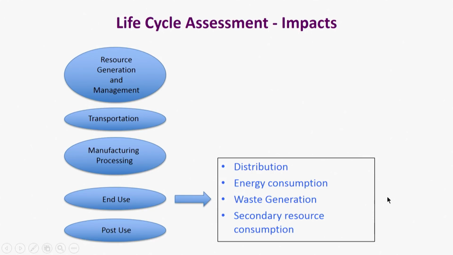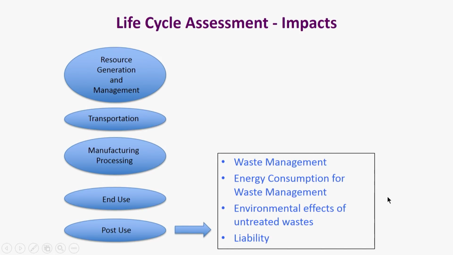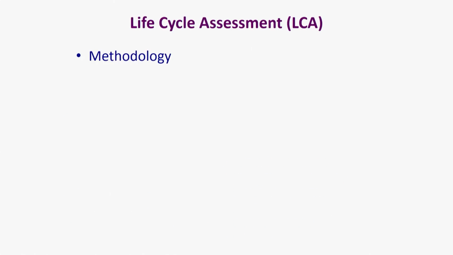For end use, we again have distribution, energy consumption, waste generation and secondary resource consumption. Post use is the disposal: once the paper has been used, what do you do with it? Paper is a soft example of various things, and we saw this in the previous lecture, in the case of contaminated sediments. There is waste management, there is the environmental effect of untreated waste, and there is the issue of liability, and this can all come and hurt the corporation later.